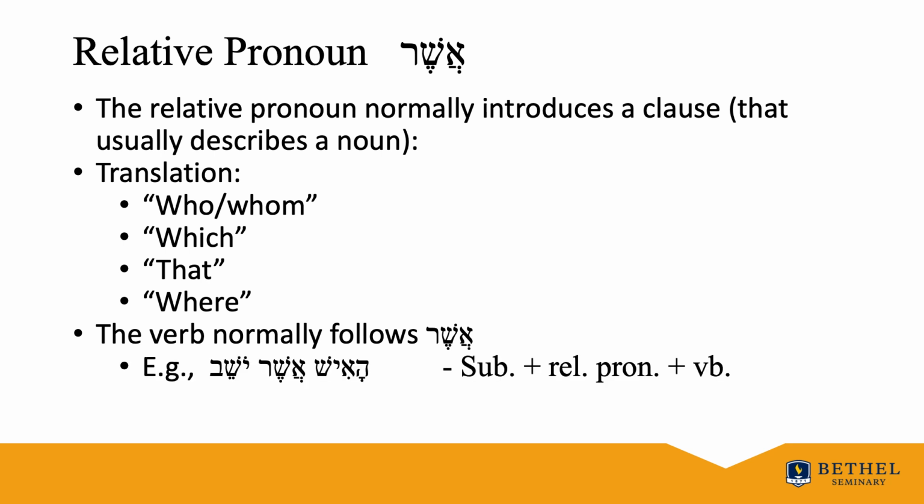So let me give you an example here. Ha'ish, the man, asher, who, yoshev, is sitting. You can see that the sequence of this sentence is subject, followed by relative pronoun, and then a verb.